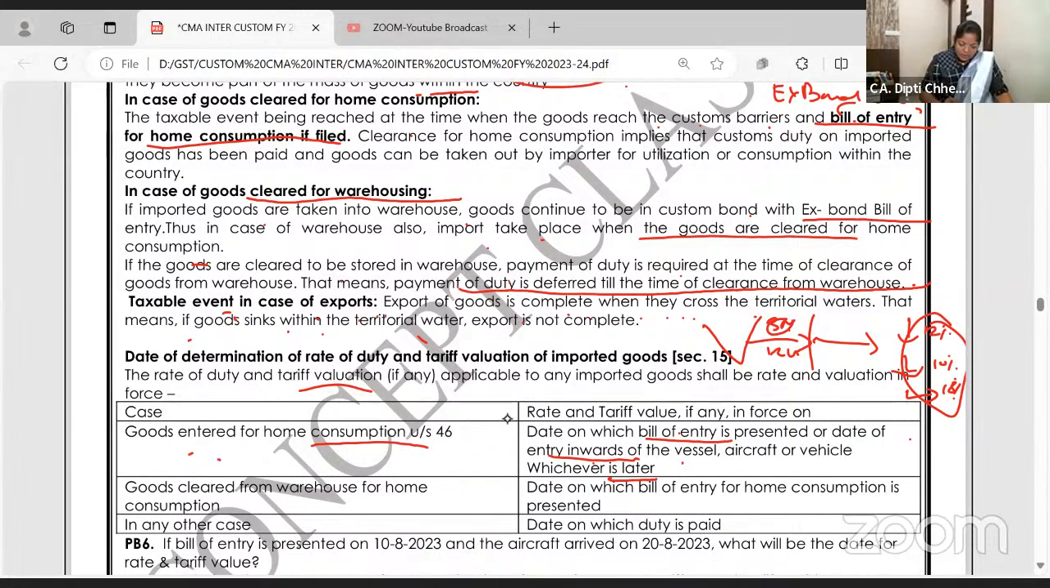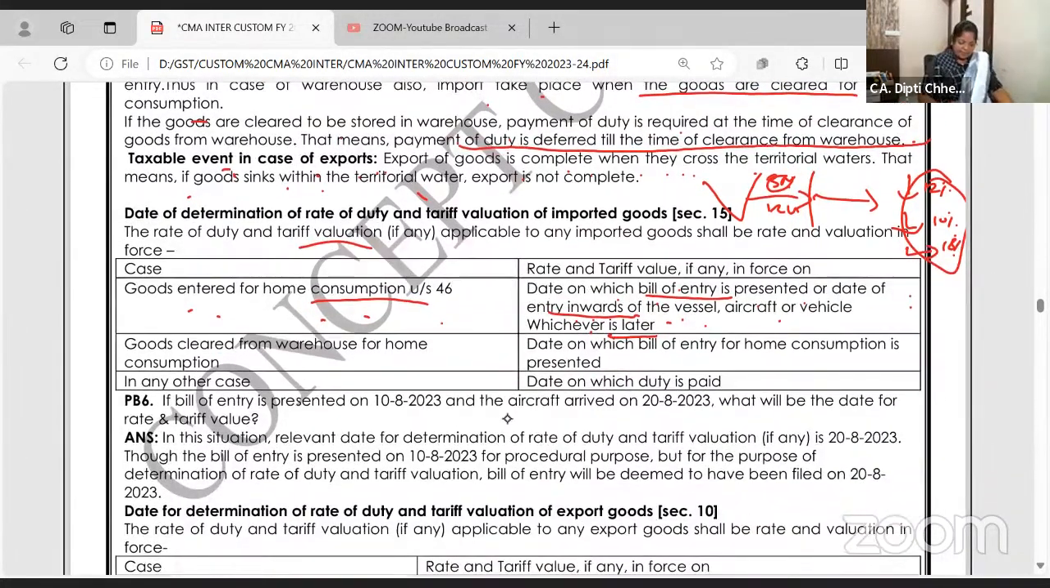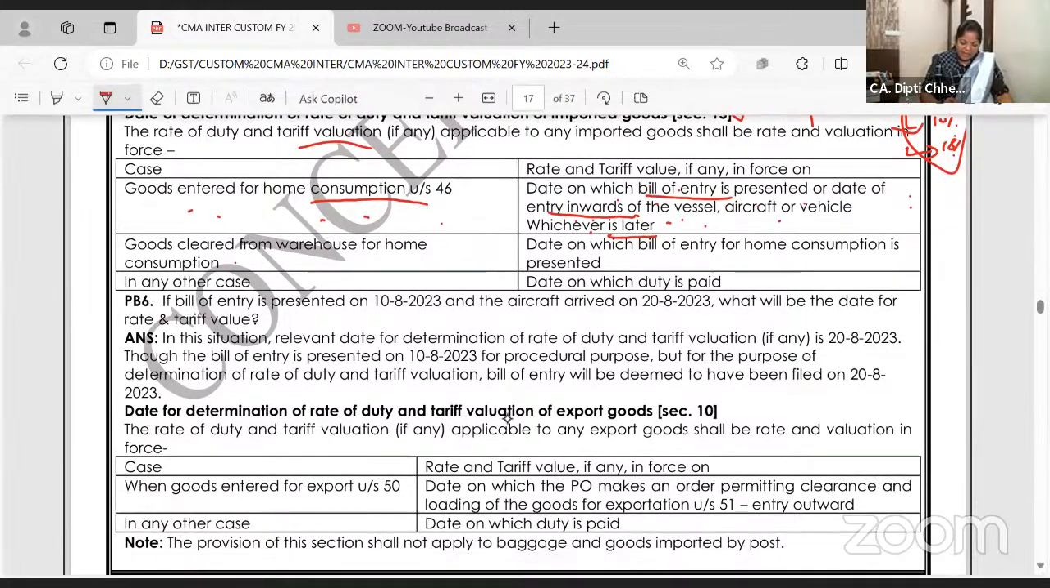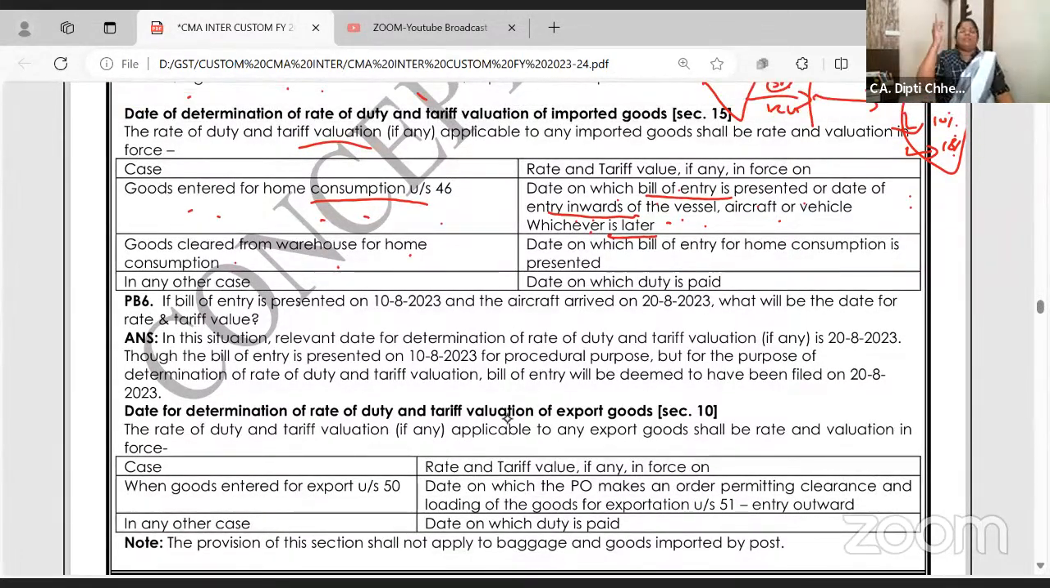Yes. So when the goods are cleared for home consumption, you have to take the date on which the bill of entry is presented or the entry inward of the vessel, whichever is later. Next, goods cleared from warehouse for home consumption. See, sometimes when the goods are imported, directly they are cleared for home consumption. I may not be the owner, but through him anyone who is representing. So in that case, bill of entry or entry inward of the vessel, whichever is later.